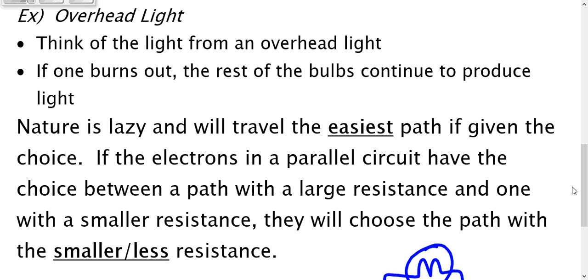So nature is lazy. Nature will always find the easiest path if given the choice. So if the electrons in a parallel circuit have a choice between a path with a large resistance and one with a small resistance, they'll always choose the path with the smaller resistance.